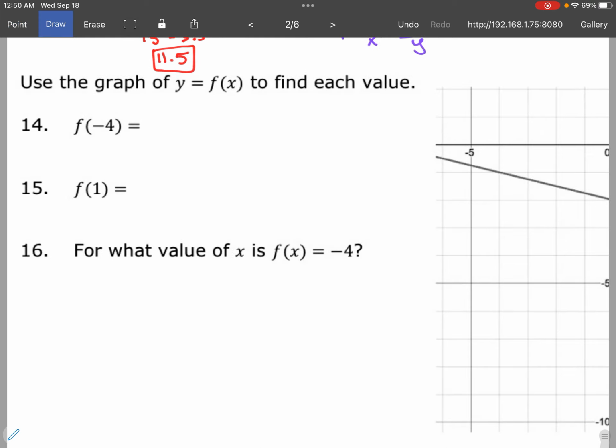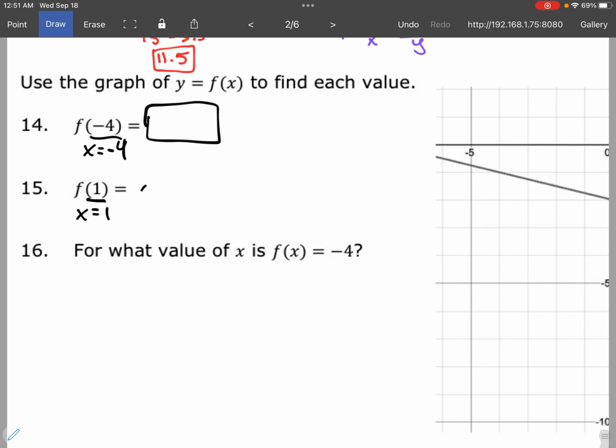Now, answer this question for me. What does this number inside the parentheses represent? 5, 4, 3, 2, 1. It means that x is equal to negative 4. What is y? We got to go look for it. Right here, as you can imagine, if it goes in parentheses, this must be your x value.